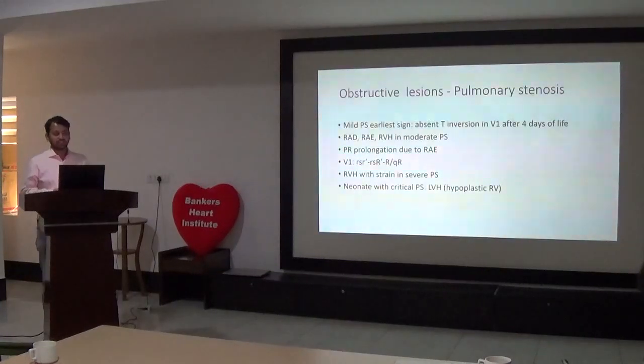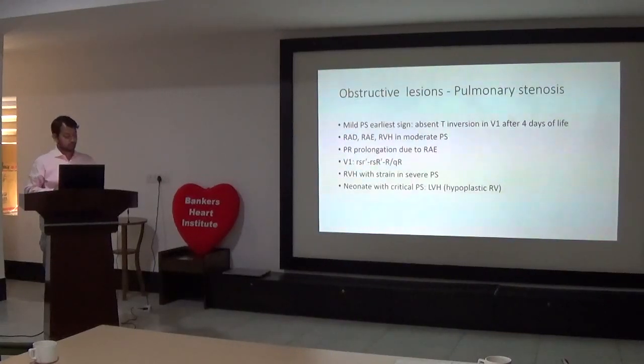Other congenital diseases, obstructive disease: pulmonary stenosis. In mild PS, the earliest sign is absent T wave inversion after 4 to 5 days of birth. If T waves are upright after 5 days, we have to consider some pathology. It can be associated with right axis deviation, right atrial enlargement, right ventricular hypertrophy in moderate PS. PR prolongation can be there with right axis deviation. In lead V1, rSR' or QR pattern can be there. Right ventricular hypertrophy with strain in severe PS.